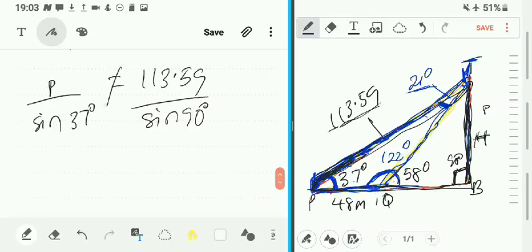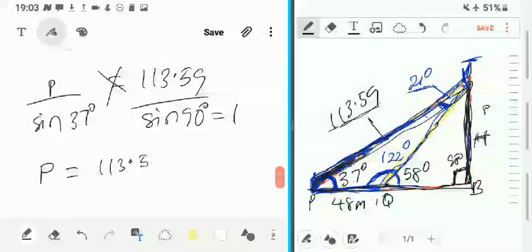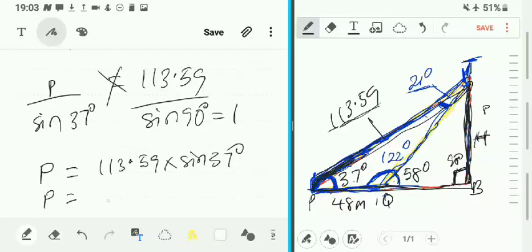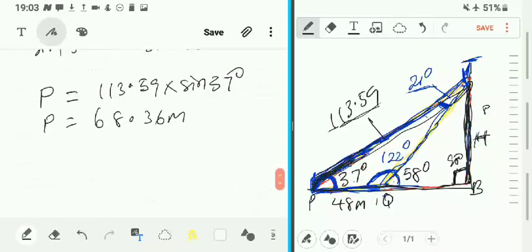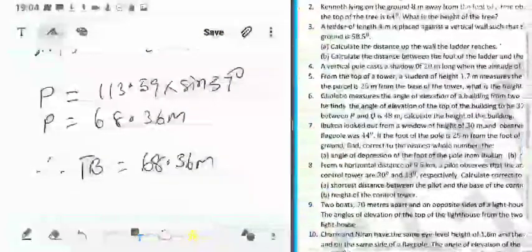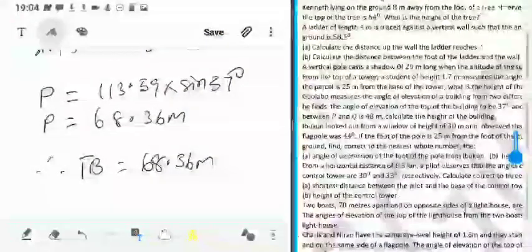So when you cross multiply, this is equal to 1, so you have 1 times P, which is the same thing as P, equals 113.59 times sine 37 degrees. So P is equal to 68.36 meters. Therefore the height TB is equal to 68.36 meters. So that's the answer for that. Let me check if we're told to leave it to any decimal place. No. So that answers that.